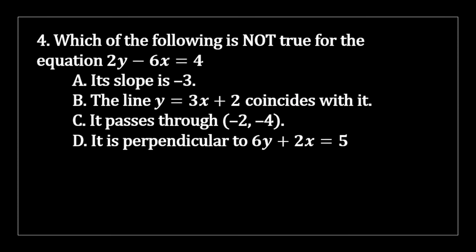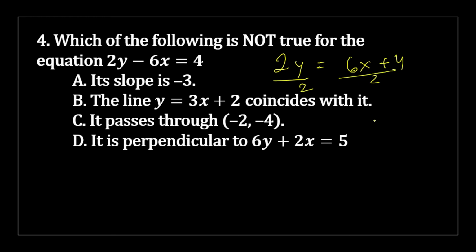Number 4. Which of the following is not true for the equation 2y minus 6x equals 4? So the choices are about the slope, coinciding lines, a point it passes through, and a perpendicular line. It is wise to change this into slope-intercept form. So that is 2y equals 6x plus 4. So divide both sides by 2.